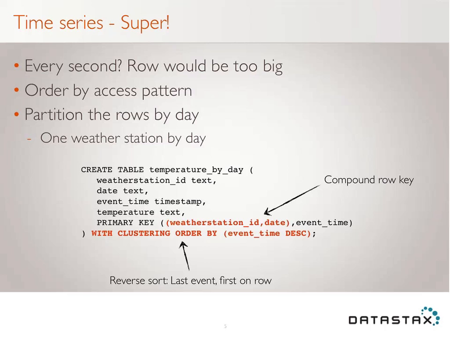So now what I've done here is I've created what's called a compound row key. The compound row key is this thing where you see the primary key, and then in the brackets you have weather station ID, comma, date. That means my row key is going to have 2 parts. It's going to have the weather station ID and date, and that's going to make 1 row key.